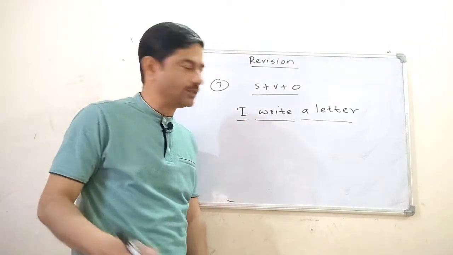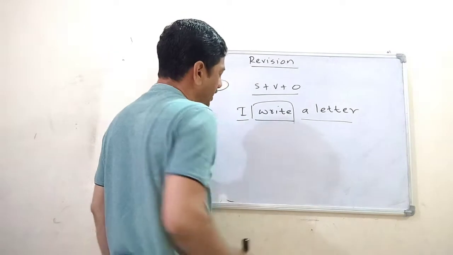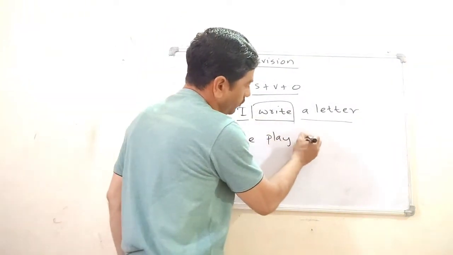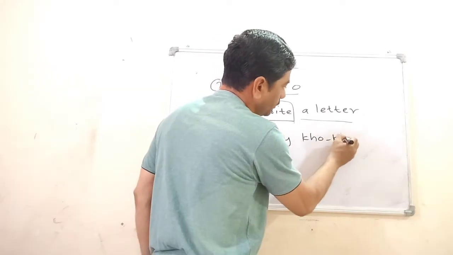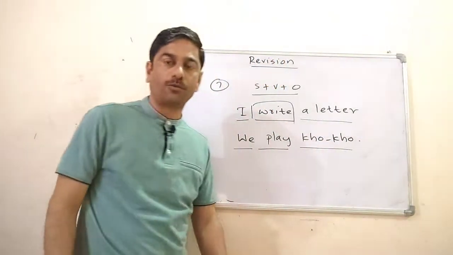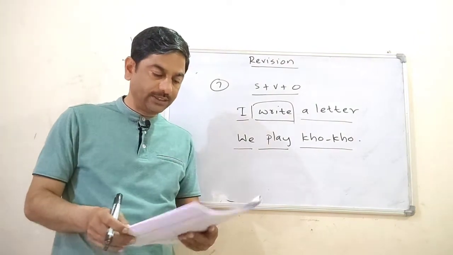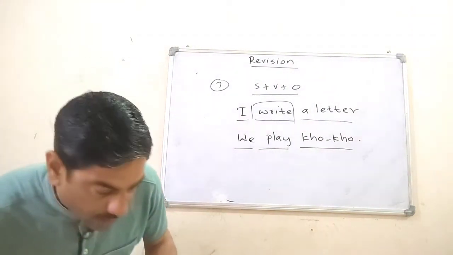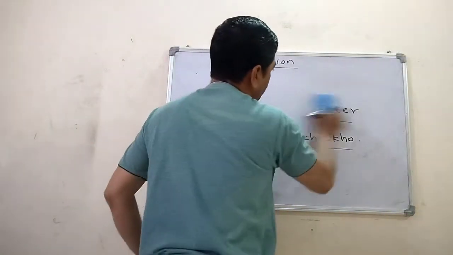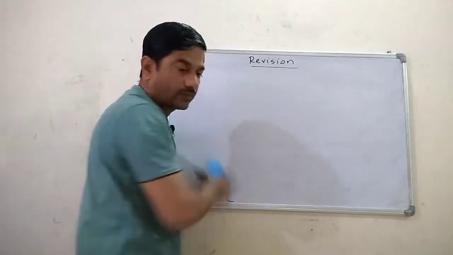It is the object. So this is an action word. We play kho-kho. So in this sentence also, we is the subject, play is the verb, and kho-kho is the object. We studied this structure in our previous video.